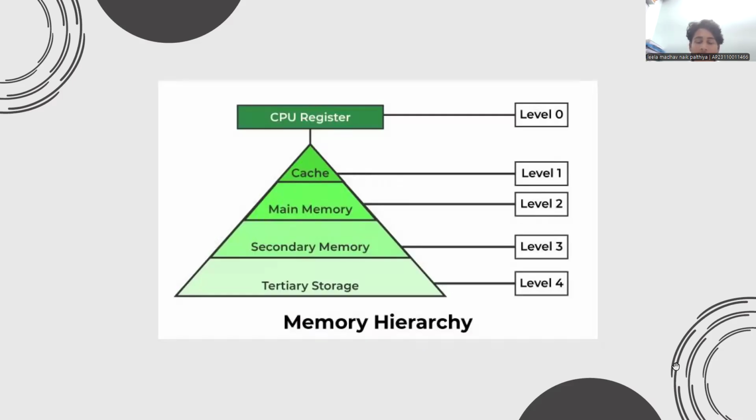Here the diagram shows the memory hierarchy. At the top, the CPU registers, which are fast. Below that is cache, the main memory, and then the secondary storage. As we go down, speed decreases, and access time increases. This is why using registers improves performance.